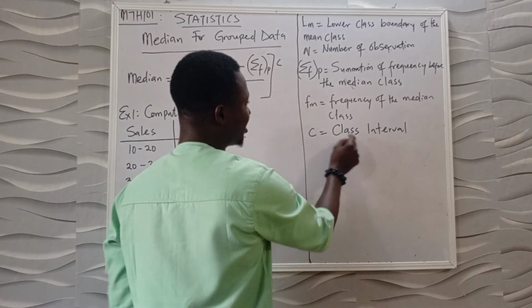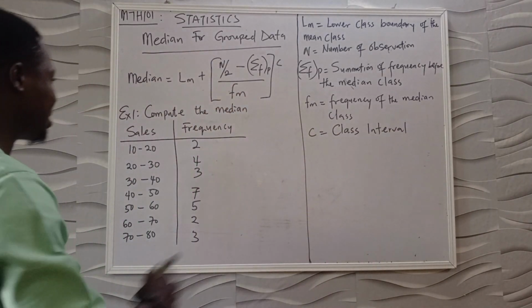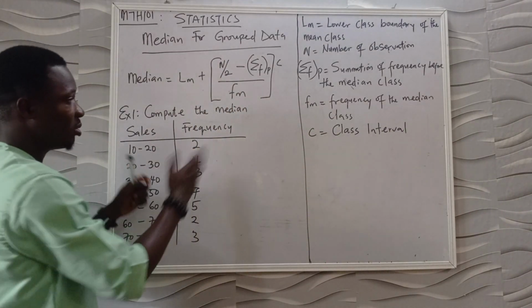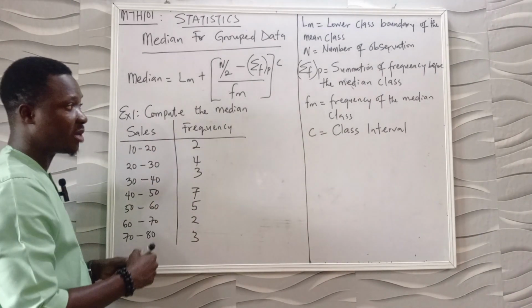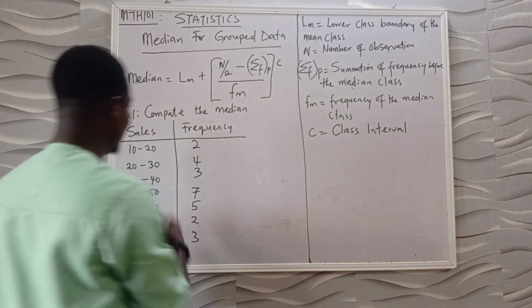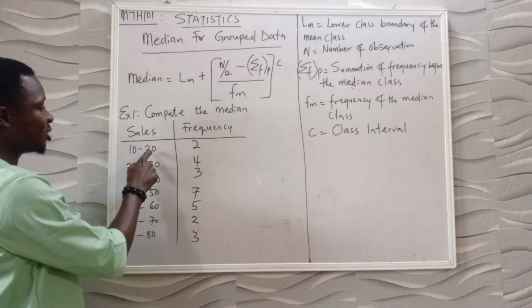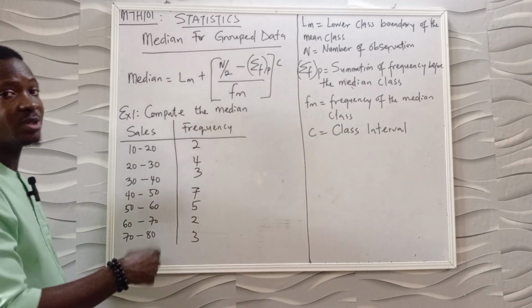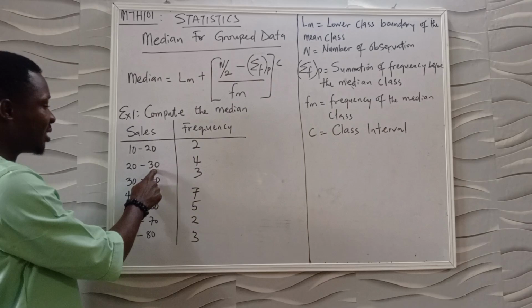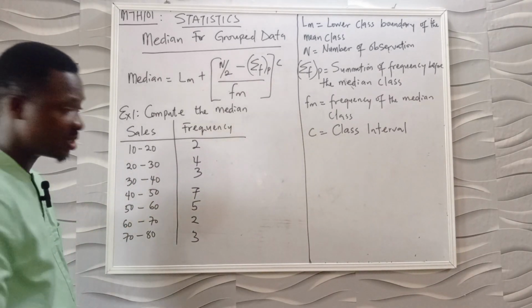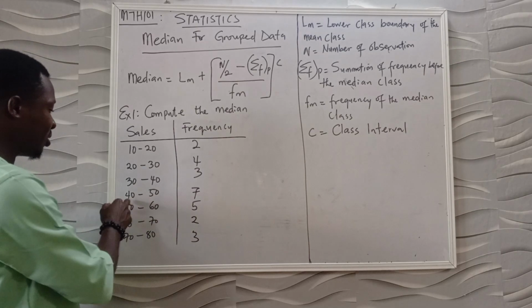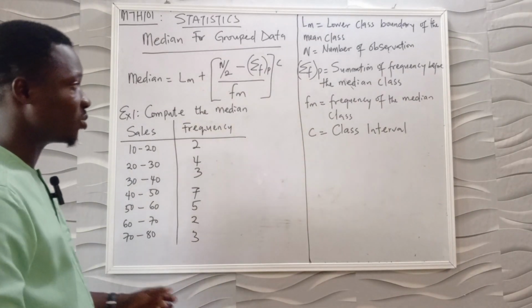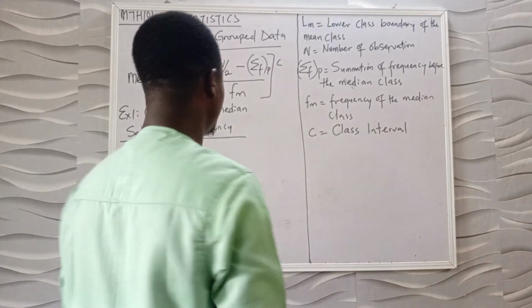And we have C. C is the class interval. Class interval is usually upper class boundary minus lower class boundary. So in this case, we can say 20 minus 10 will give us 10. Or you can say 30 minus 10 will still give you 10. 40 minus 30 will still give you 10. 50 minus 40 will still give you 10. That's what we call the class interval.